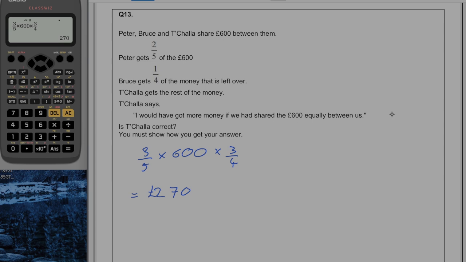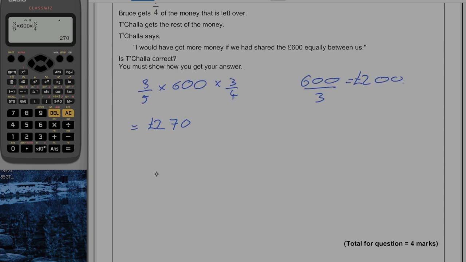If we'd have just split it equally, 600 divided by 3 is equal to 200. So is he right? No, as £270 is greater than £200.